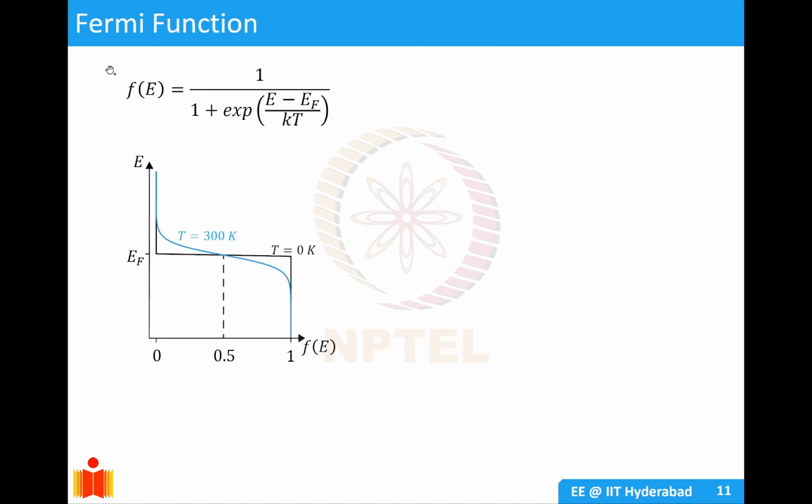Your Fermi function is given as 1 upon 1 plus exponential of (E minus EF) by kT. This gives the probability of having an electron in a particular energy level at a particular temperature. Below the Fermi level, your probability is almost 1, and above the Fermi level, the probability goes very soon to 0.